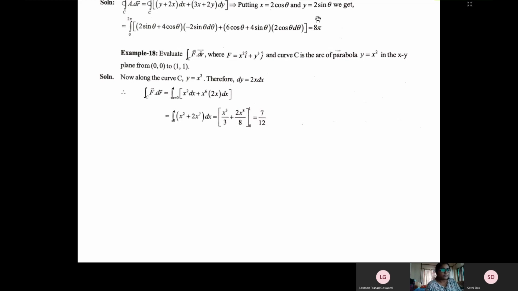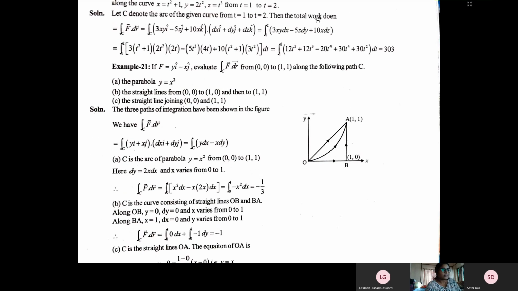Suppose I am taking another example, that is f given as y i cap minus x j cap, and evaluate the line integral over C of f dot dr from 0 to 1 along the following paths. First, find f dot dr from 0 to 1 for the parabola y equals x square. So what you have to do here? First find f dot dr, where f is y i cap minus x j cap, and dr is dx i cap plus dy j cap.